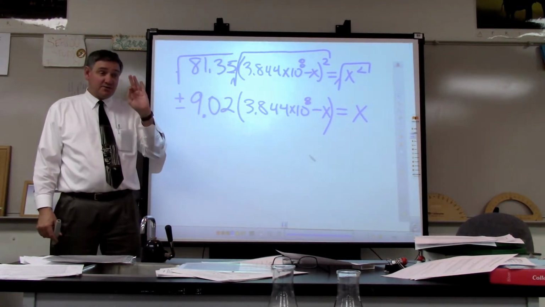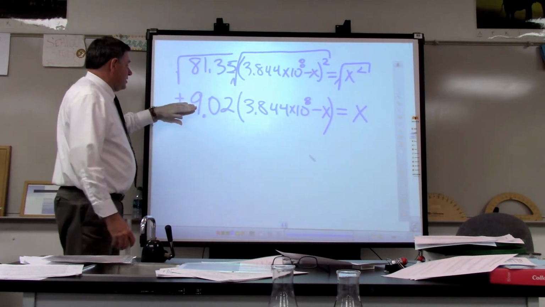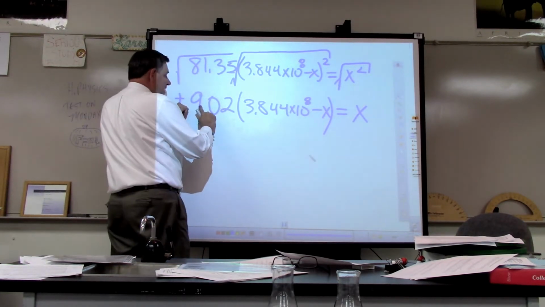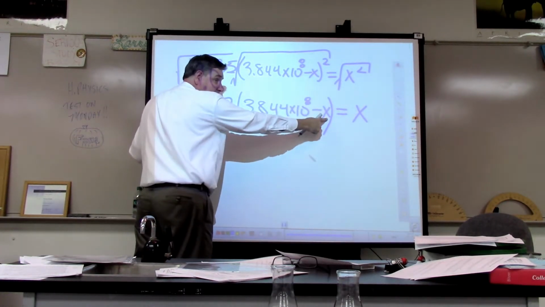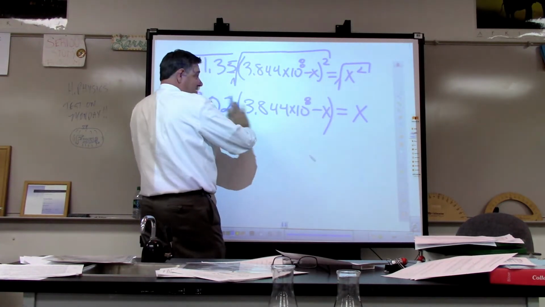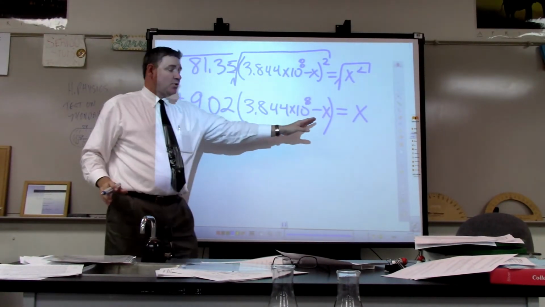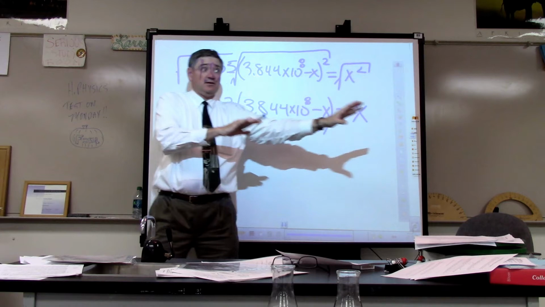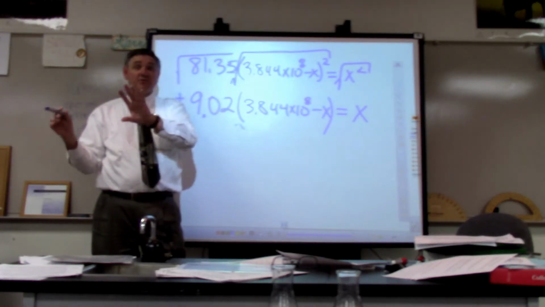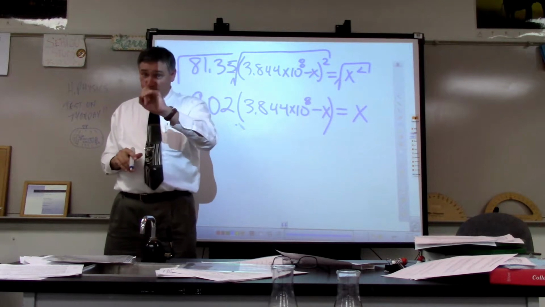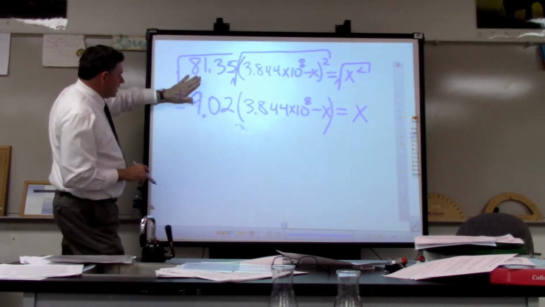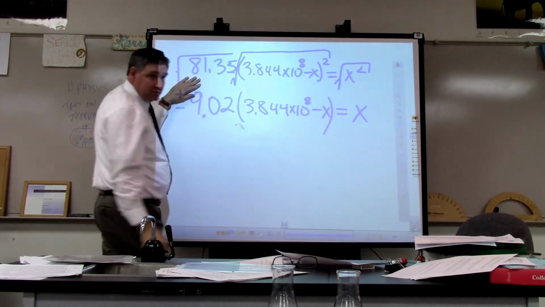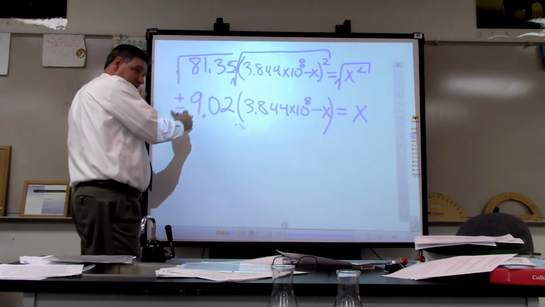So this is how you're going to get your 2 answers. Don't even worry about this negative sign. You're going to take this positive 9.02 and distribute it over this. That's going to get you a number minus 9.02x equals x. Get all of your x's on one side and the numbers on the other, and solve for x. That's how you're going to get one root. The second one, you're going to do the same thing, but now you're going to distribute a negative 9.02 over this. Combine all your x's.